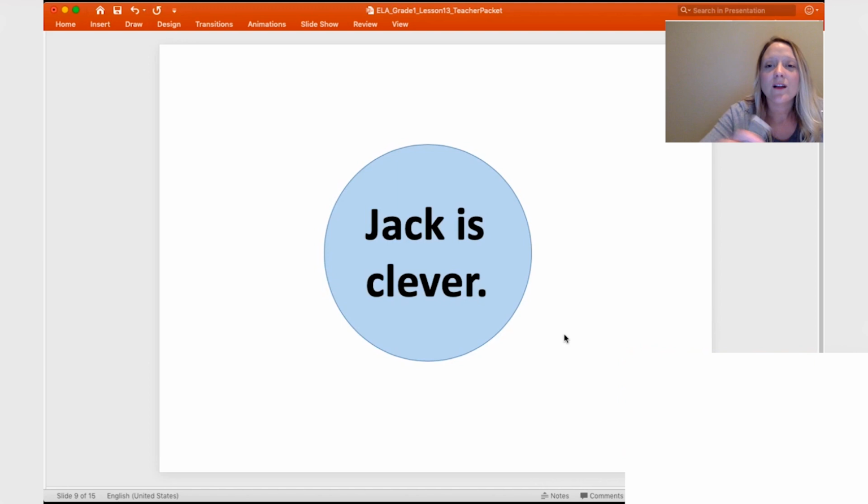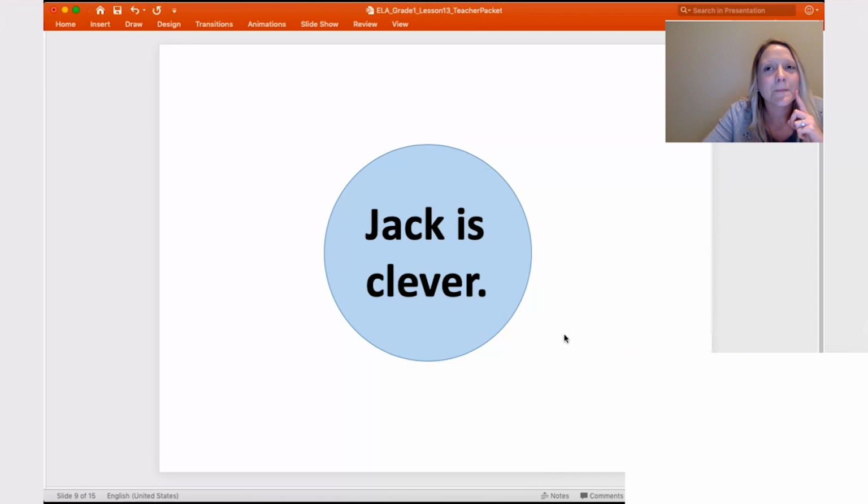Now, we're going to draw a line out to one side, and we're going to draw another circle. And inside that circle is going to be an important detail, a key detail from the story that told us a reason that we knew Jack was clever. Can you think of one? Let's see if we can find an idea.